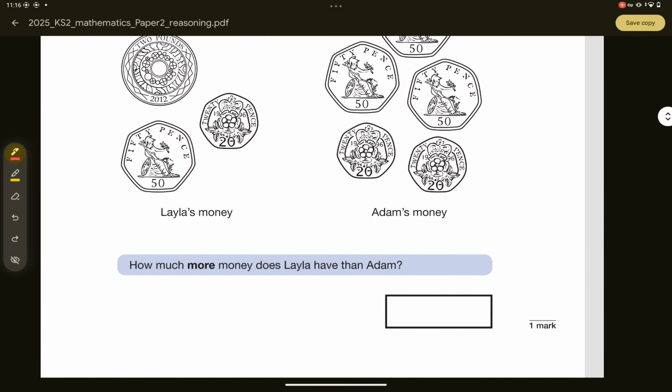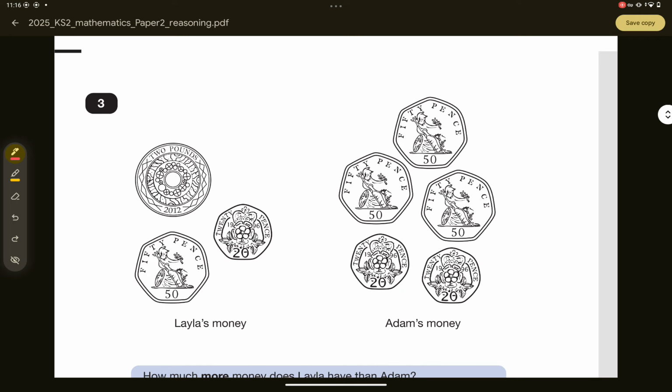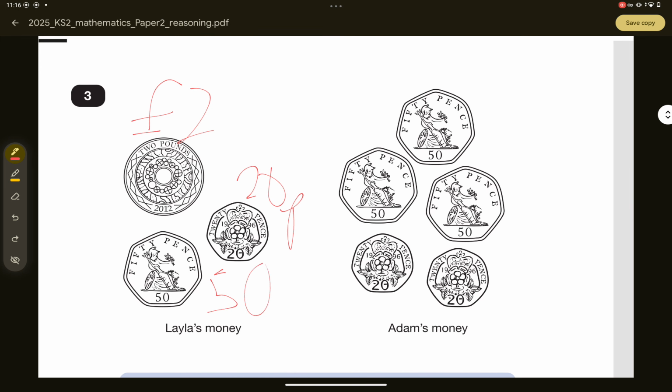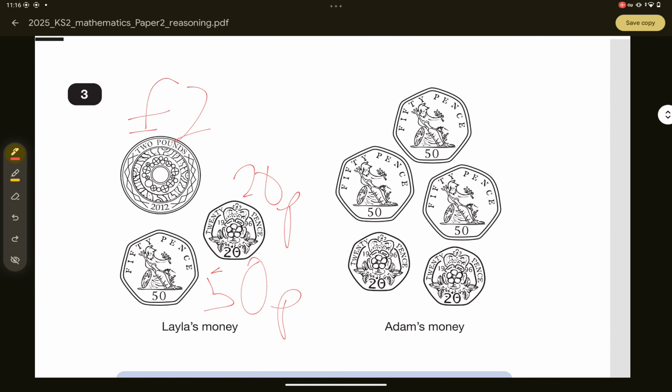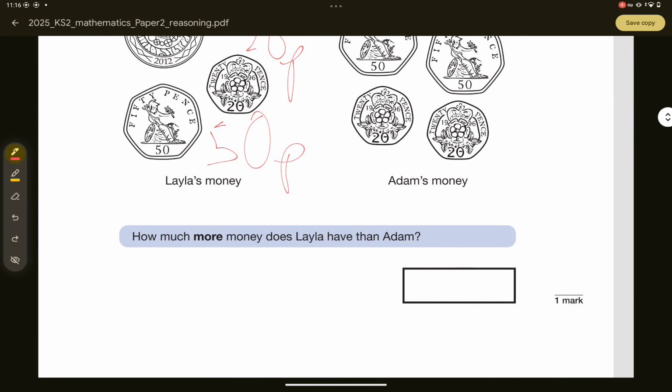Question 3. How much more money does Layla have than Adam? First just work out how much each coin is. So this one is £2, this one is 20p, and this one is 50p. And then add them together. 20 plus 50 equals 70, plus £2 equals £2.70.